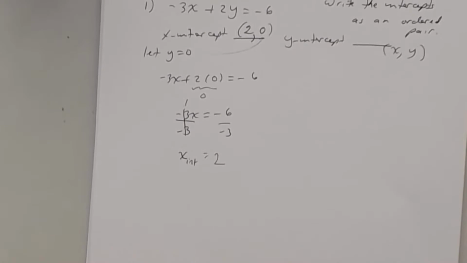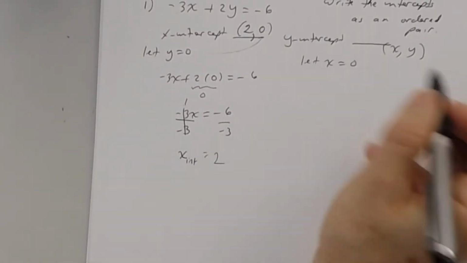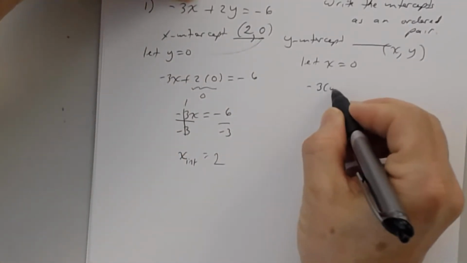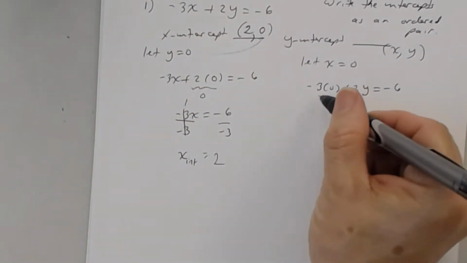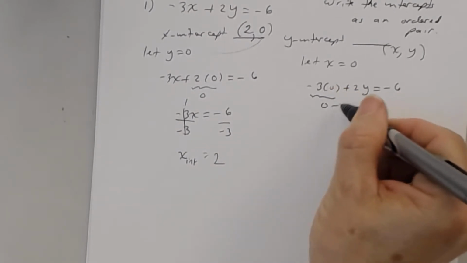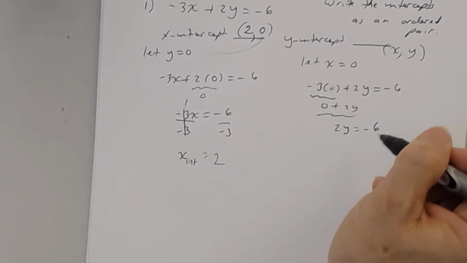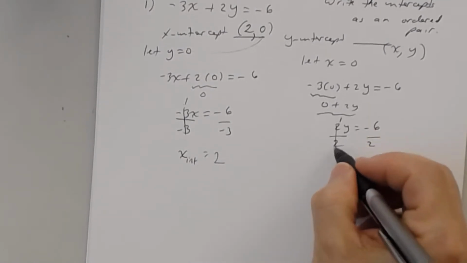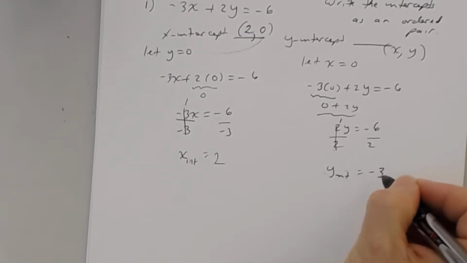All right, so you need to find the y-intercept now. To find the y-intercept, what is 0? X. So you let x equal 0. If I let x equal 0, this becomes negative 3 times 0 plus 2y equal negative 6. Negative 3 times 0 is 0, and 0 plus 2y is just 2y. So 2y equal negative 6. How do you get y by itself? Divide by 2. 2 divided by 2 is 1. 1 times y is y. So the y-intercept is negative 3.